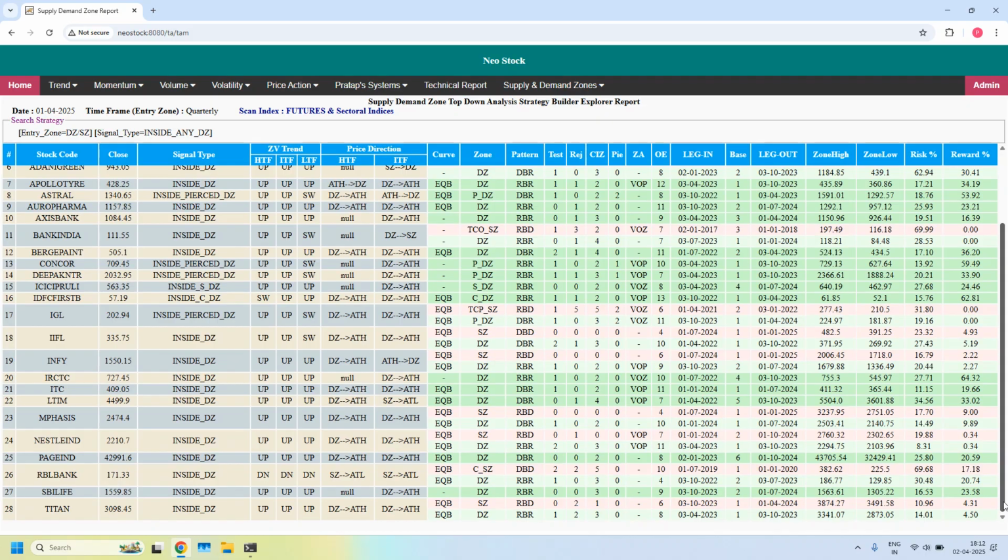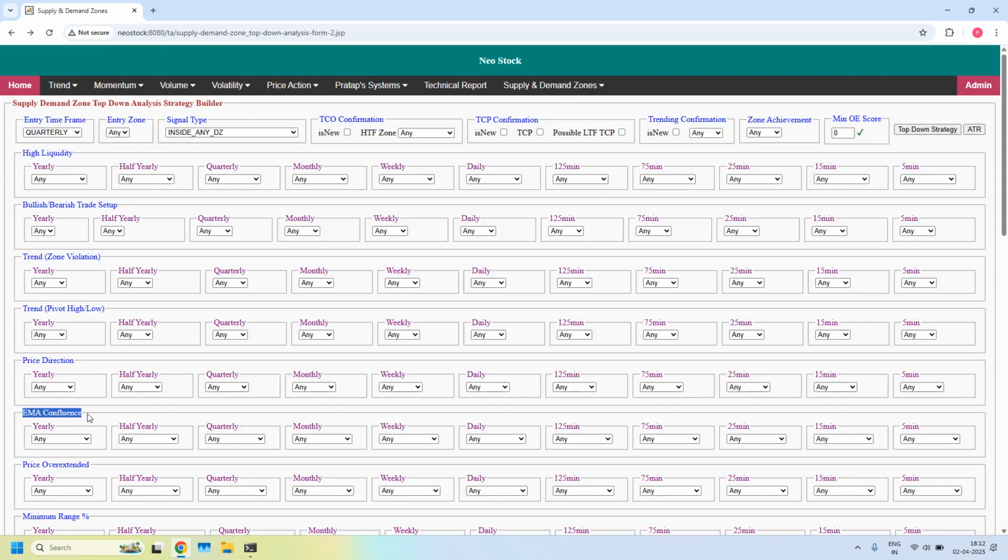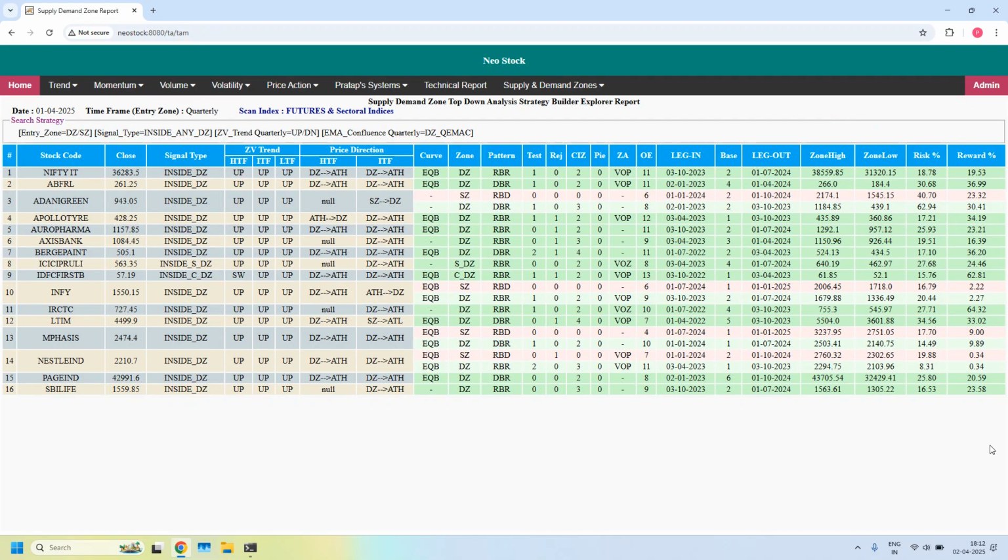We can further filter based on the quarterly demand zone having quarterly EMA confluence. And also trend on the quarterly should not be sideways, so it can be up or down. So we got 16 stocks. Quarterly demand zones having quarterly EMA confluence, and current price closed inside the quarterly demand zone. Always you can look into the search strategy how we filtered the stocks.